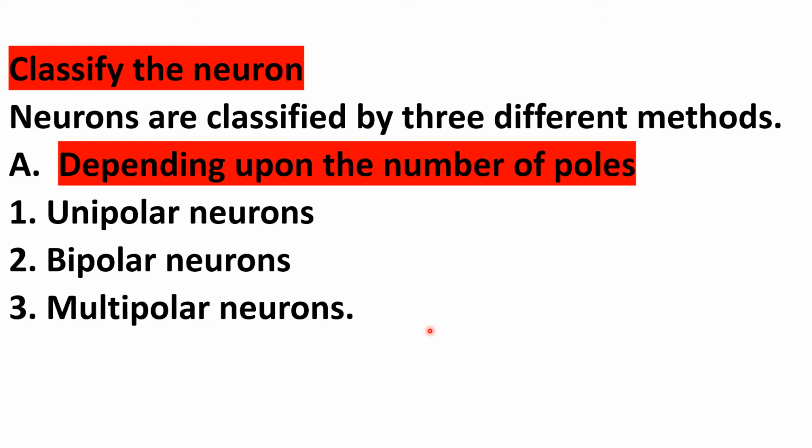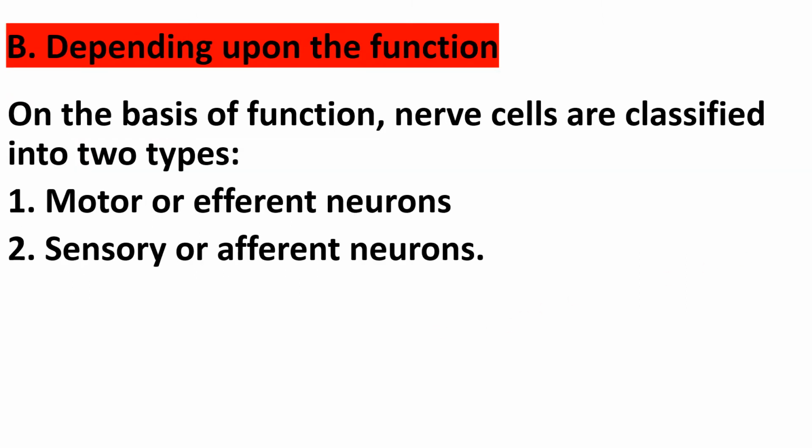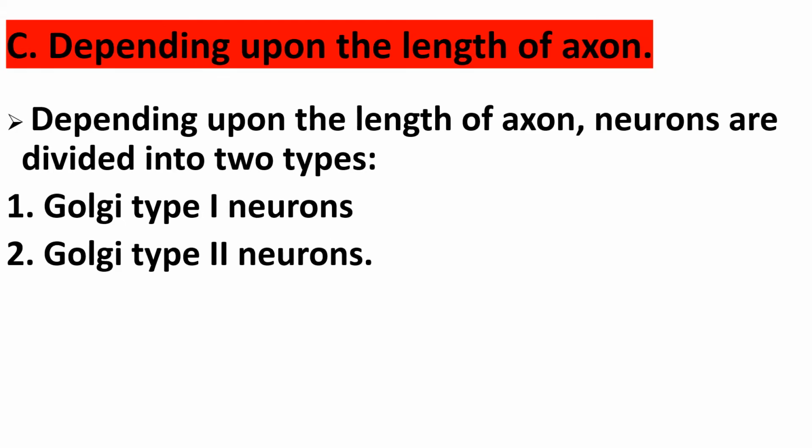Classify the neuron. So neurons are classified by three different methods. Depending upon the number of poles, the neurons can be divided into unipolar neuron, bipolar neuron and multipolar neurons. Then depending upon the function, the nerve cells are classified into two types: motor or efferent neurons and sensory or afferent neurons. Then depending upon the length of axon, the neurons are divided into two types: Golgi type 1 neurons and Golgi type 2 neurons.